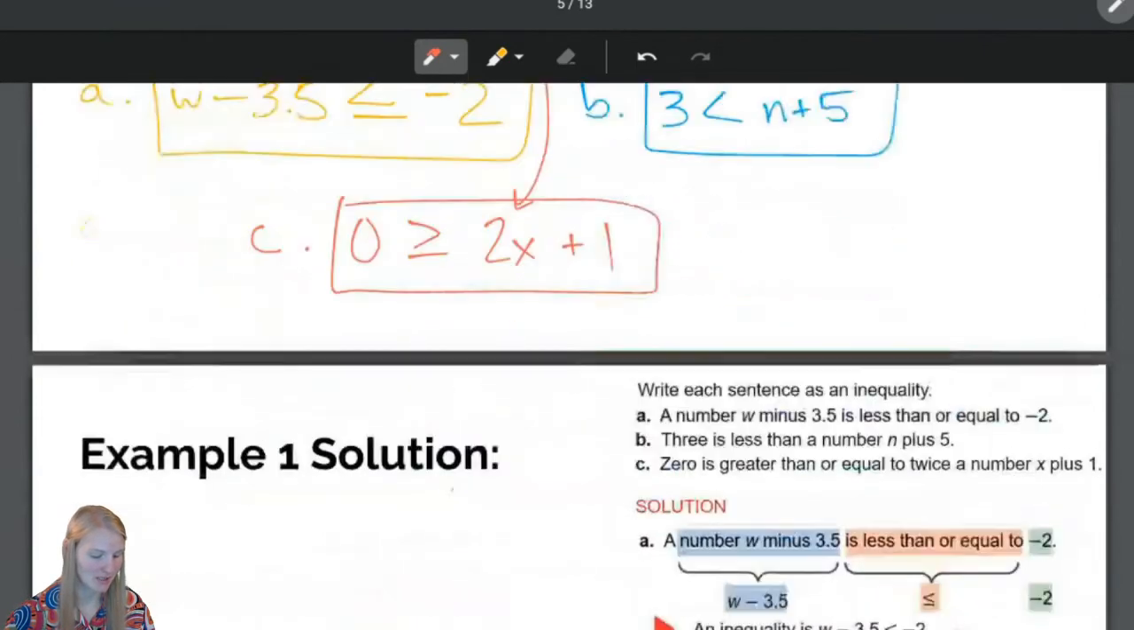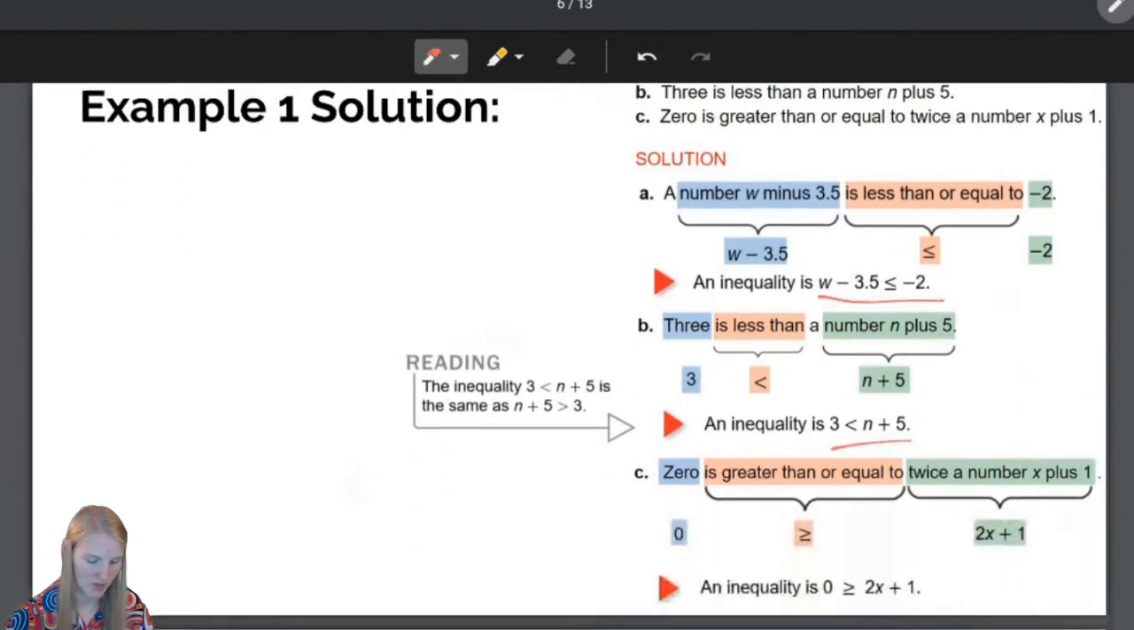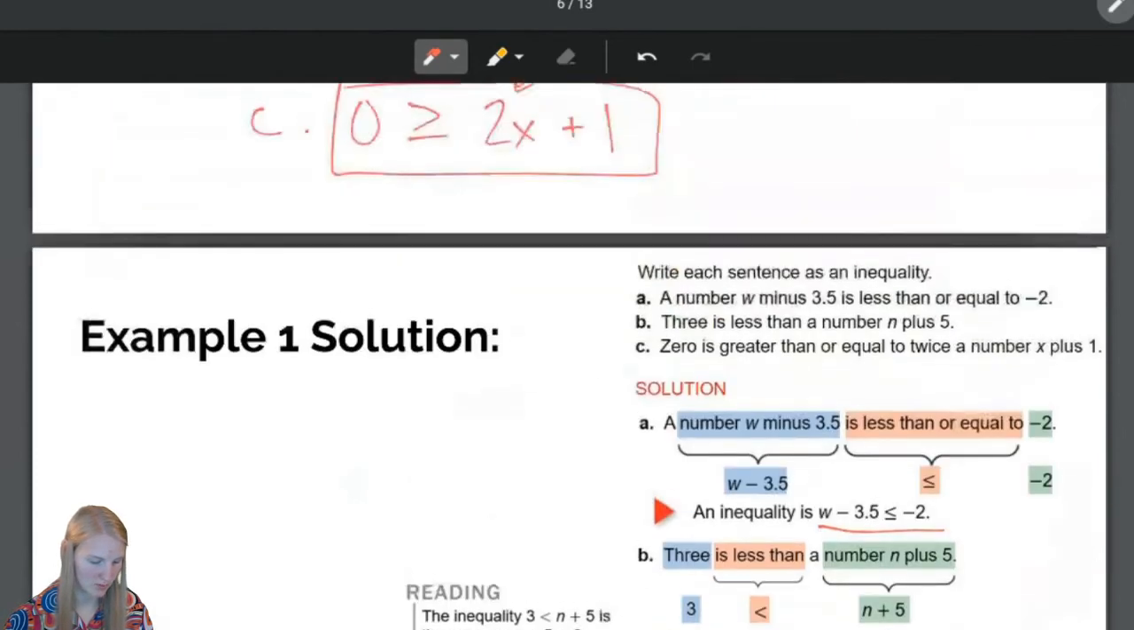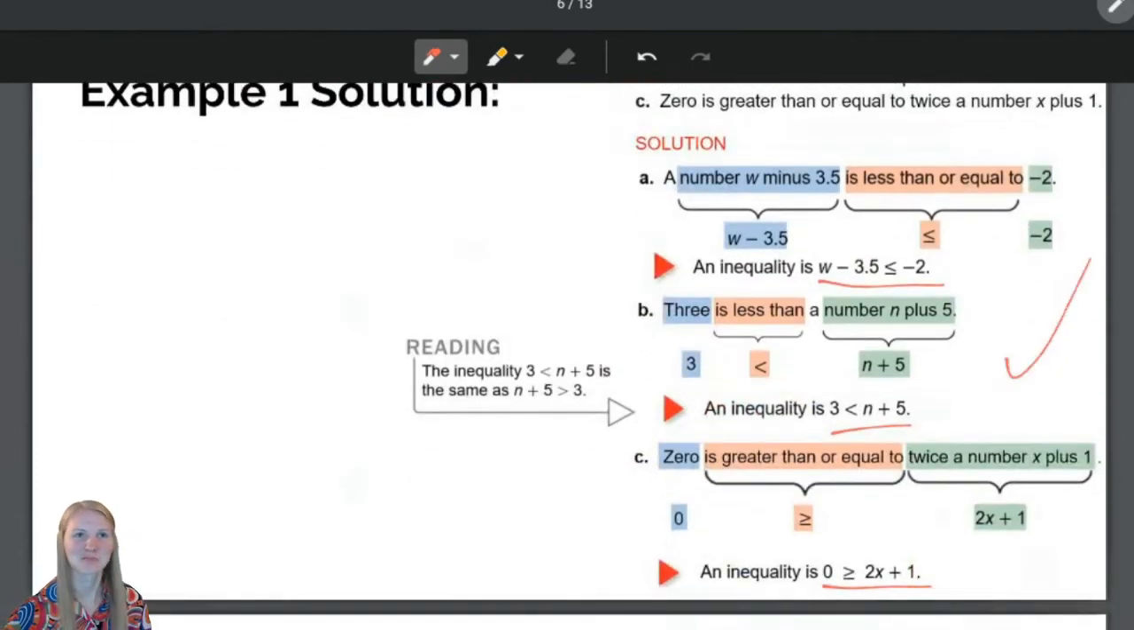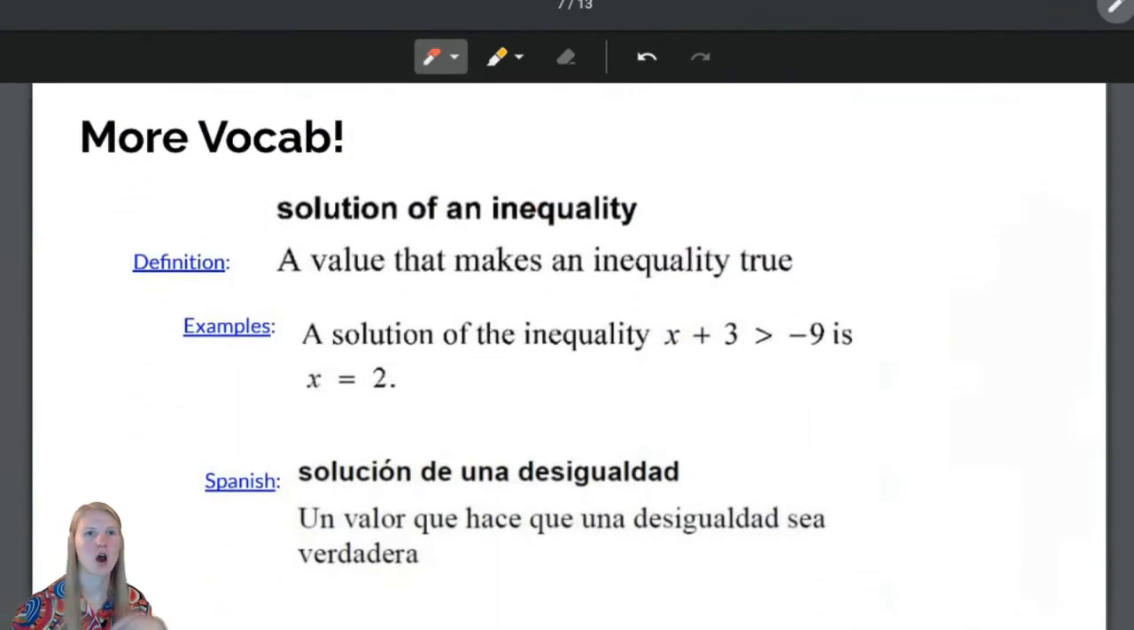Okay, let's double check that we were right. 3 less than n plus 5, and 0 greater than or equal to 2x plus 1. Awesome. We were right. Okay, so another vocab word to start off our next example: solution of an inequality. Now this is very similar to the solution of an equation. The definition of a solution of an inequality is a value that makes the inequality true.